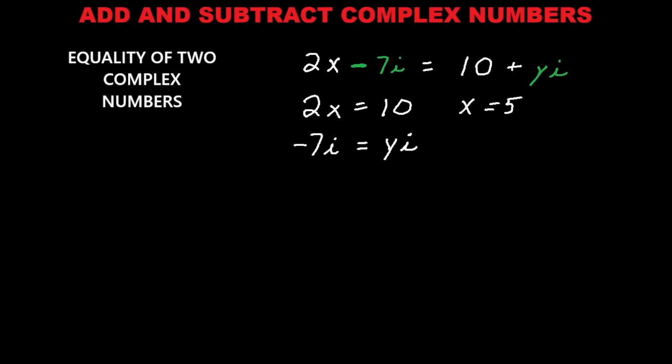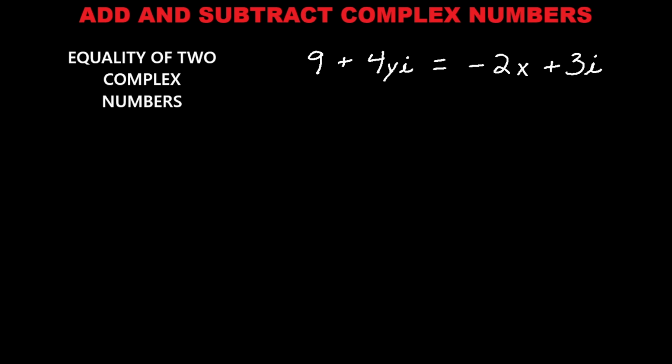And then for -7i equals yi, in order to do this, what I would do is divide both sides by i, and this would give me -7 equals y. So with this next example, why don't you try to do this in your notebook? You can pause the video now.